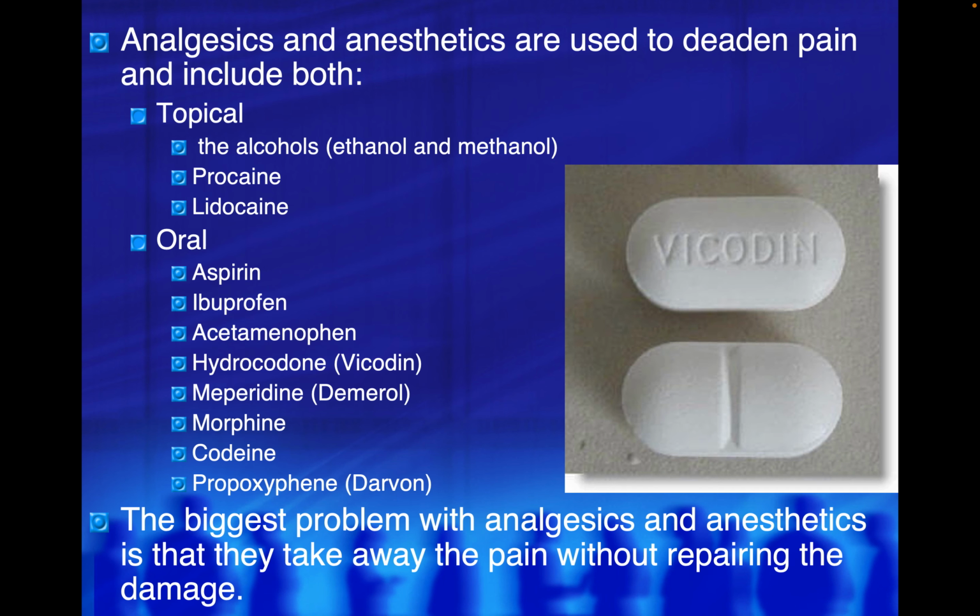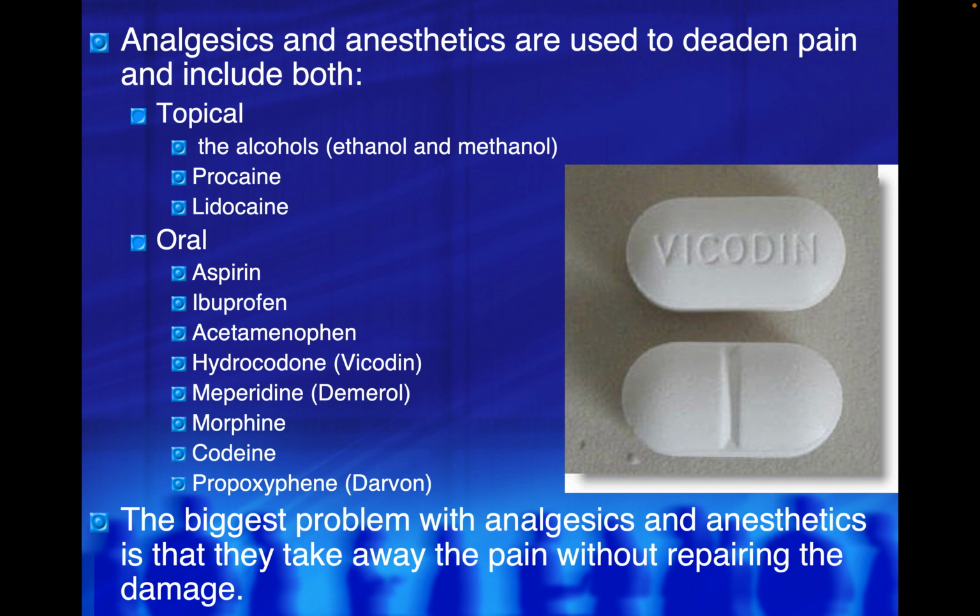Analgesics and anesthetics are used to deaden pain and include both topical, such as alcohols, procaine, and lidocaine. The alcohols can either be ethanol or methanol. Remember, ethanol is what you drink, and methanol is this stuff that's poison. You can take things orally, such as aspirin, ibuprofen, acetaminophen. Those are the over-the-counter medications.